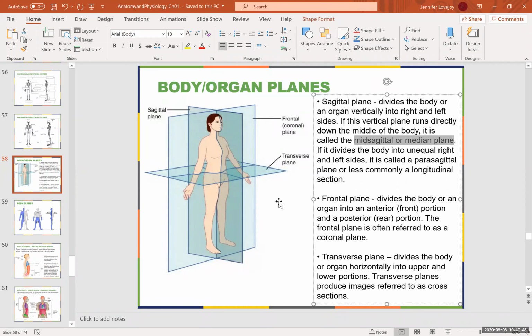All right, and then next we have the frontal plane. It's like this guy right here. The frontal plane, sometimes called the coronal plane, divides the body into a front and back, so an anterior and a posterior portion. Or it could be an organ as well. So the frontal plane, also called the coronal plane, is dividing the body or an organ into a front and back piece.